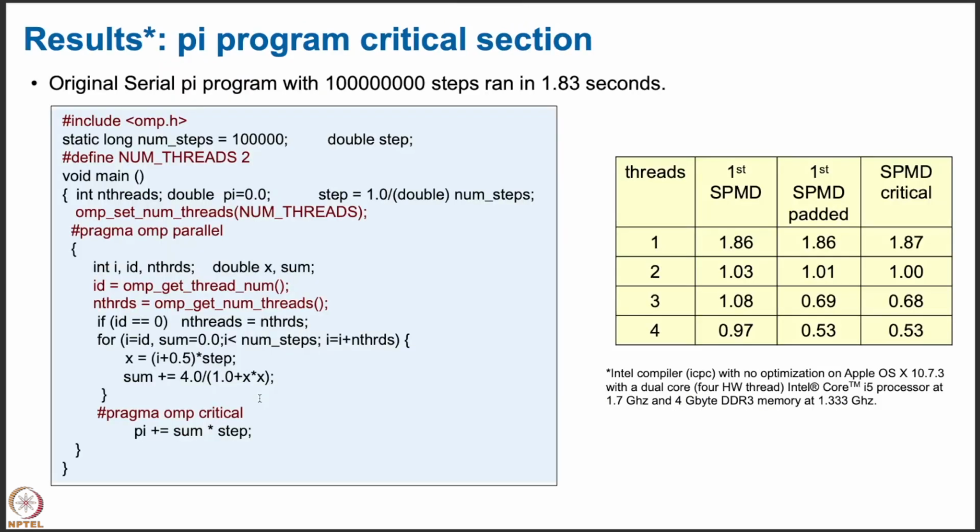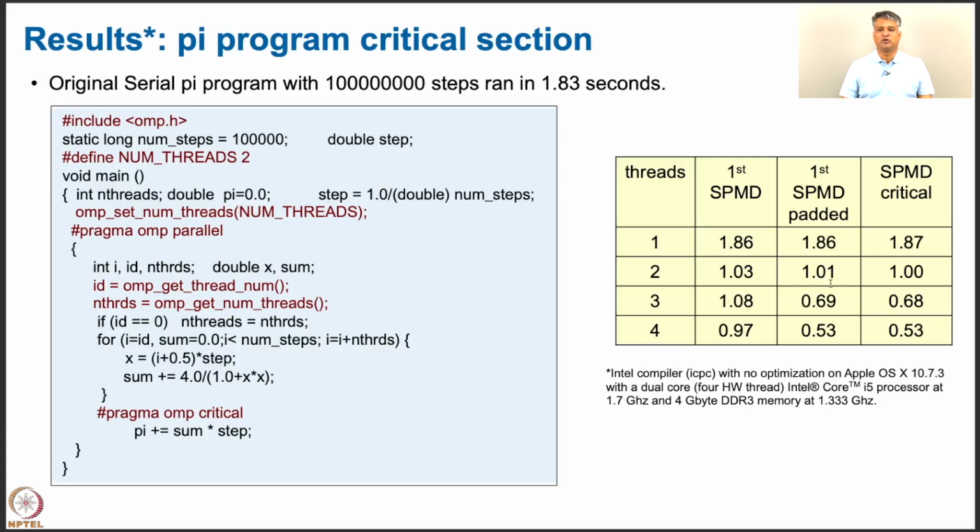So if you look at the original pi program, which ran in about 1.8 seconds using one thread, with two threads, with padding, it was taking 1.01 seconds. If we use critical, it was taking roughly about the same time. But if we increase the number of threads, you can see both the padded and the critical way of programming are giving roughly the same time, but they are much better than the first implementation.